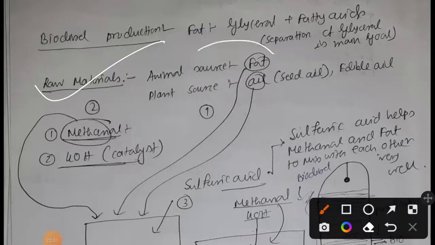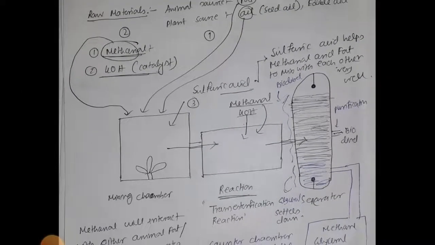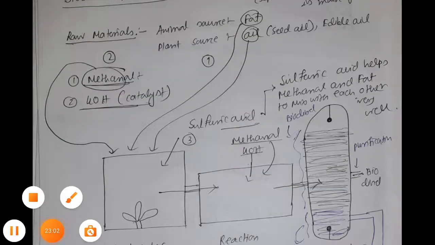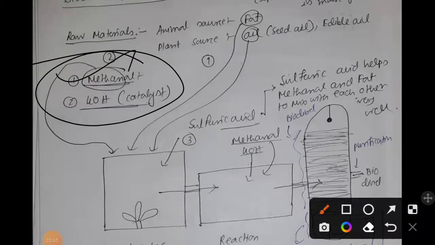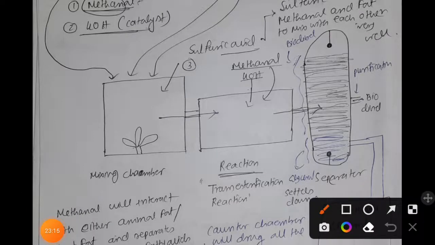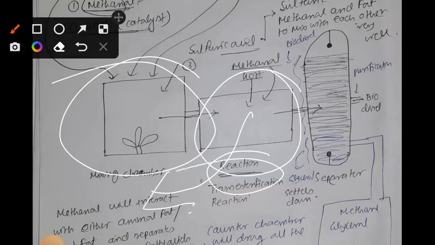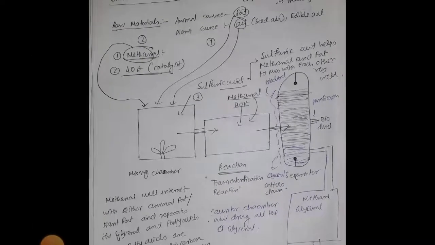So now raw materials: animal source fat, plant source oil, edible oil. Here are another two important things that we are using, methanol and KOH. KOH, remember, here just takes the role of catalyst. So this is the normal basic construction of biodiesel production. Let me discuss. This is the mixing chamber, and this is the heart of the biodiesel process where we are performing the reaction. There will be a separator and also another chamber where we are going to produce the glycerin from glycerol.